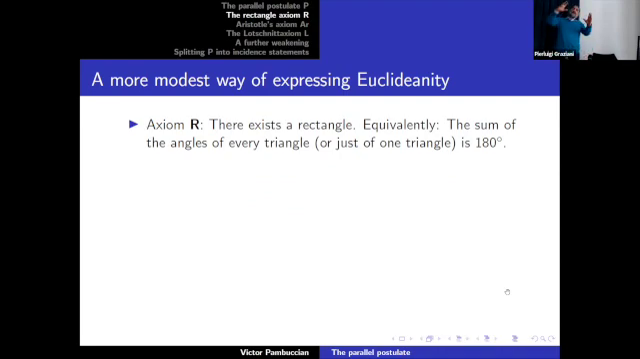now we're going to go down. So down means what? This Euclidean parallel postulate is a very strong statement. We're going to weaken it systematically. A more modest way of expressing Euclideanity is by saying that there is a rectangle, or that the sum of the angles of every triangle, or just one triangle, is 180.